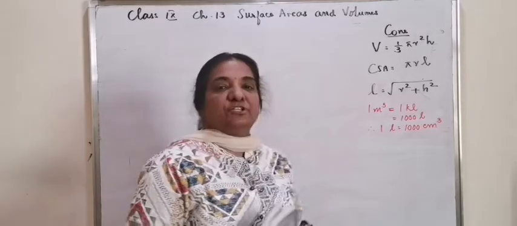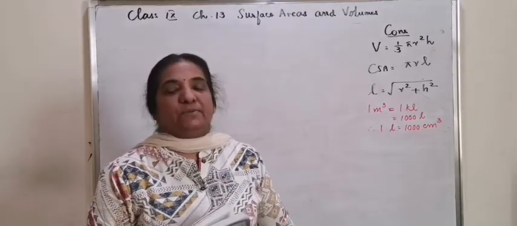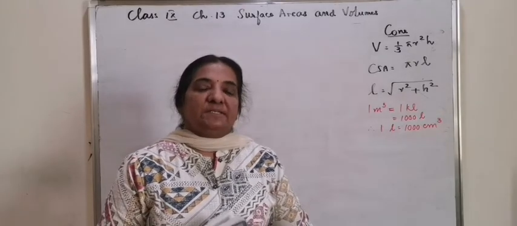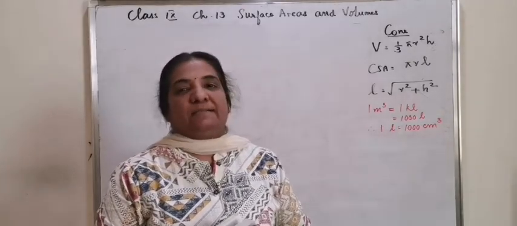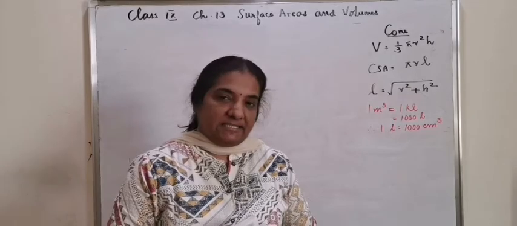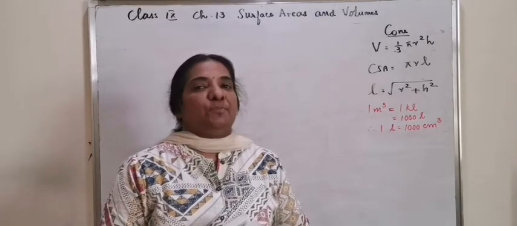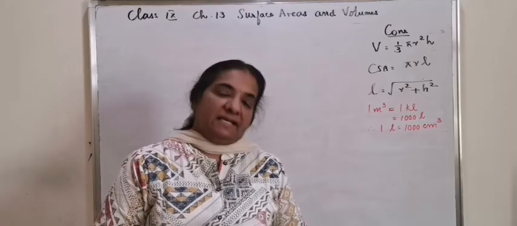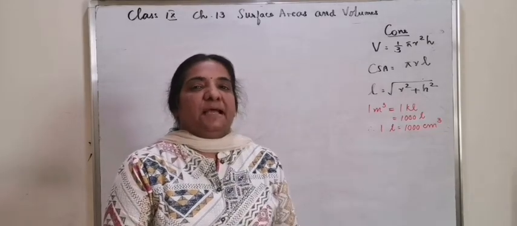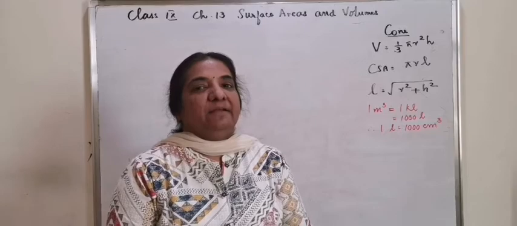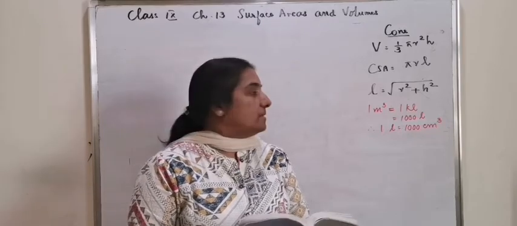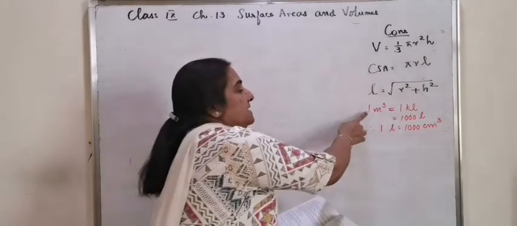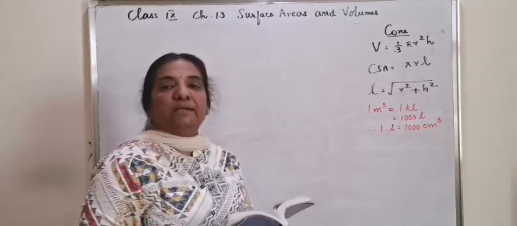And the basic conversion of 1 meter cubed is equal to 1 kiloliter, which shows that if the volume is in meter cubed, multiply by 1000 to get liters. So when you get the volume in centimeter cubed, divide by 1000 to get liters. This application will be there in the exercise. So please always learn by heart the conversion of 1 meter cubed is equal to 1 kiloliter.